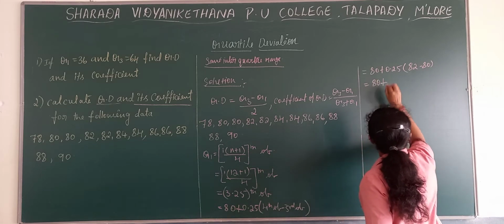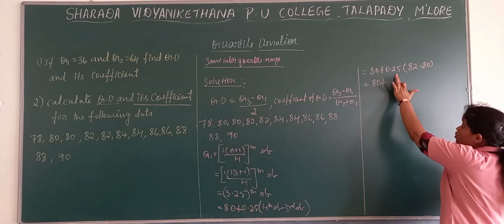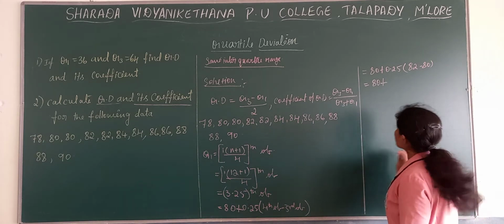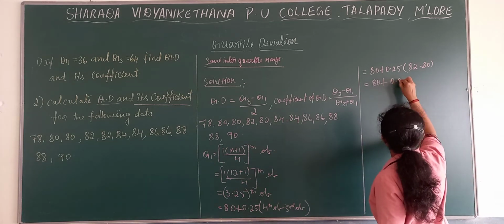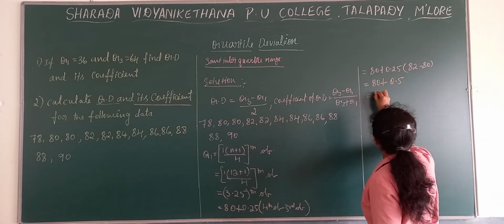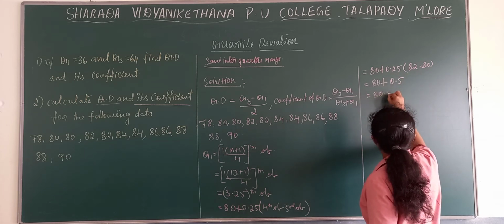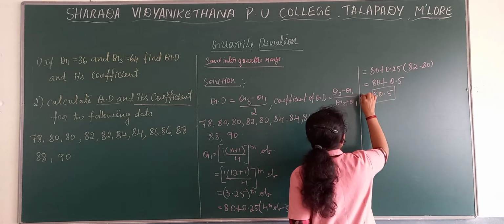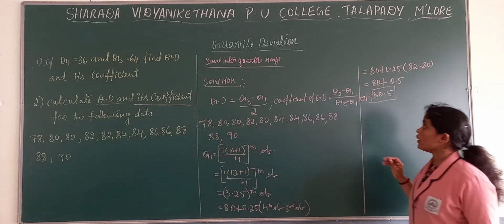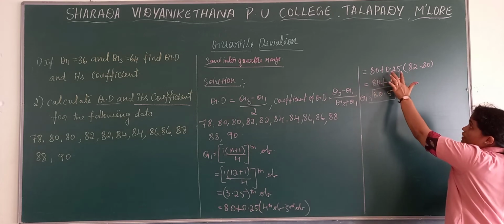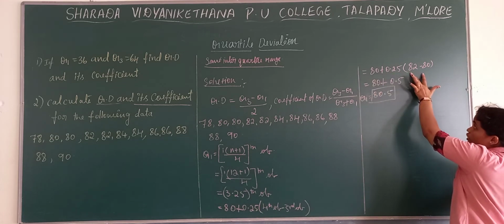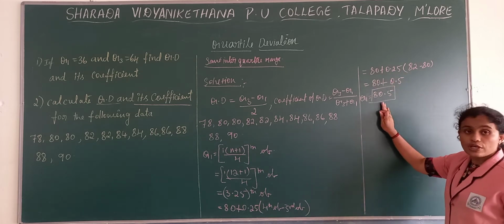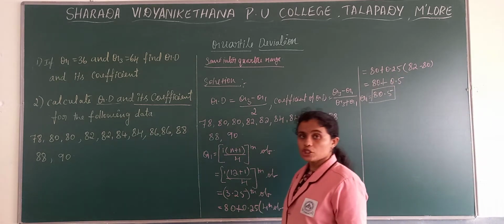So 80 plus 0.25 into 2. When you deduct, you get 2, and 0.25 into 2 gives 0.5. So 80.5 is the value of Q1. So you got the value of Q1.